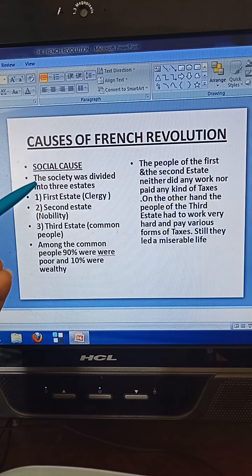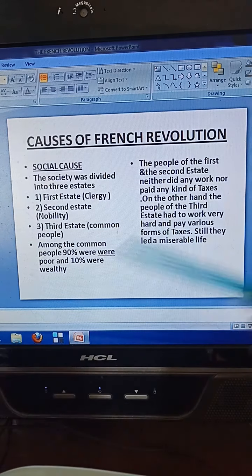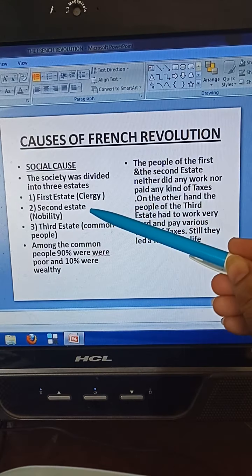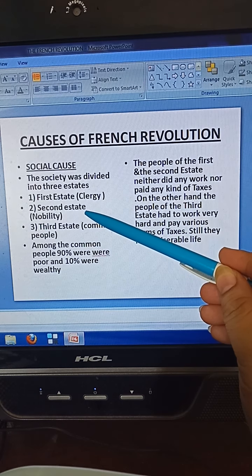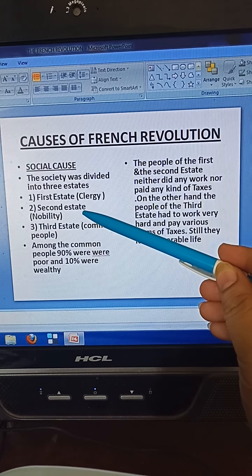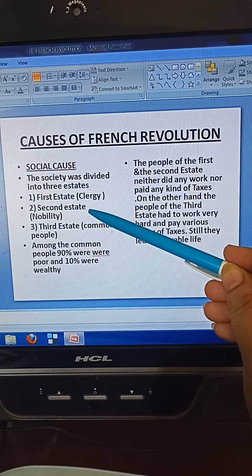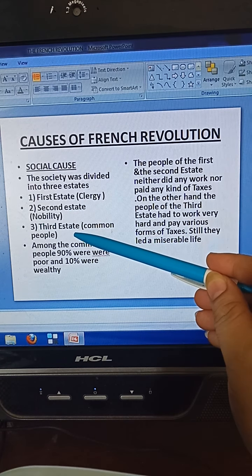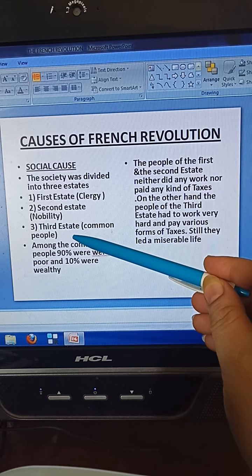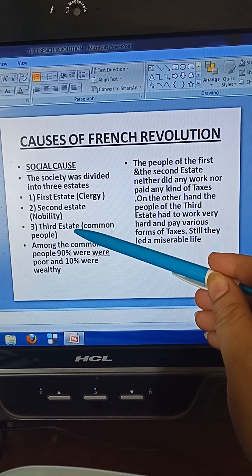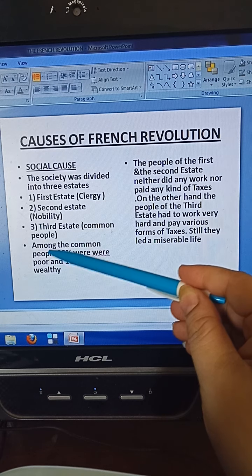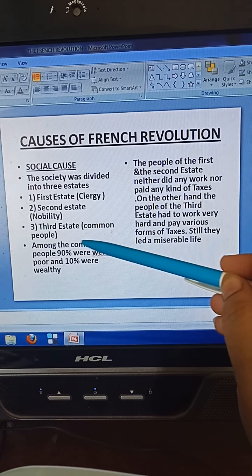The society was divided into three estates. First estate comprised of the clergy. Clergy means the church fathers. The second estate comprised of the nobility. Nobility means the nobles or the landlords. The third estate comprised of the common people. Common people were divided into two groups.